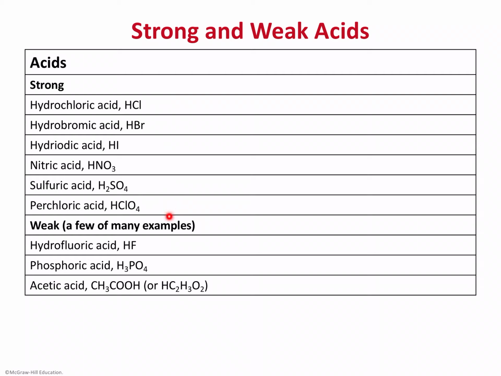Okay. And then these are some examples of weak acids: hydrofluoric acid, phosphoric acid, acetic acid. These are the ways that we can write acetic acid. These acids are weak acids because they do not dissociate into ions completely. Only a certain amount will form ions, but most of the time they remain in the solution in this form. Okay, notice this form, acetic acid.